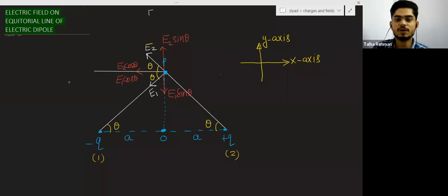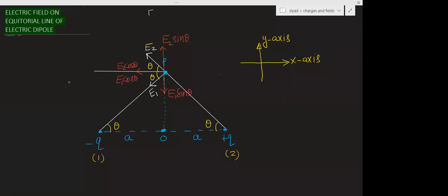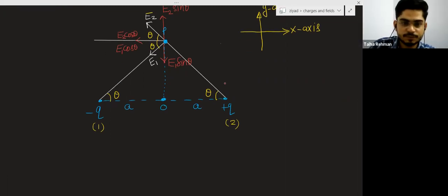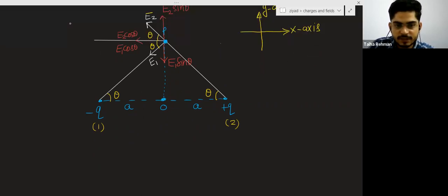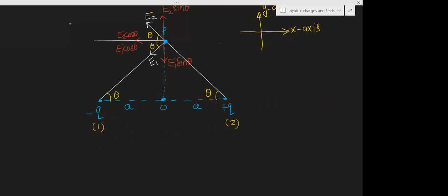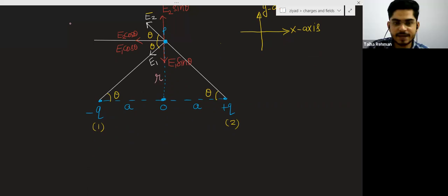E1 sin theta. Now the direction thing is clear. Now the magnitude. This distance I have supposed as a, and this distance I am taking as R. R is the distance between O and P. So this is a point P, and OP is equal to R.